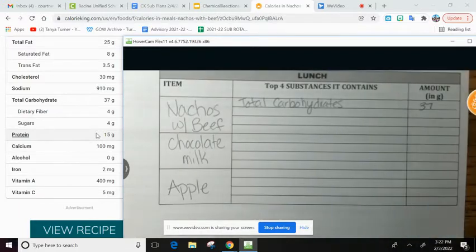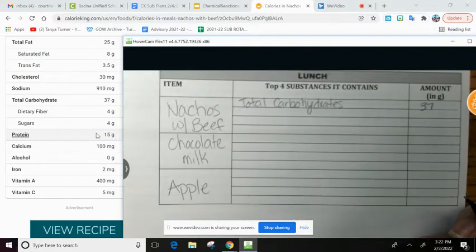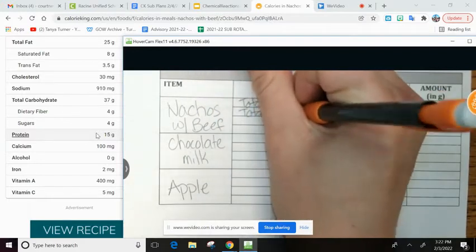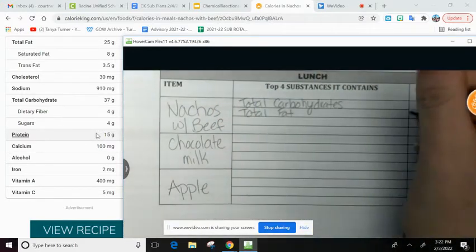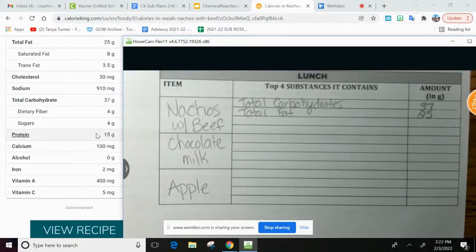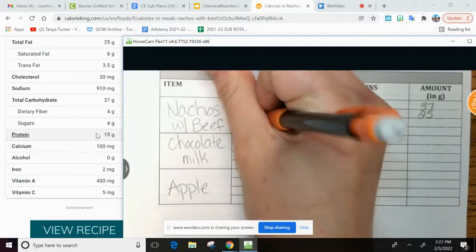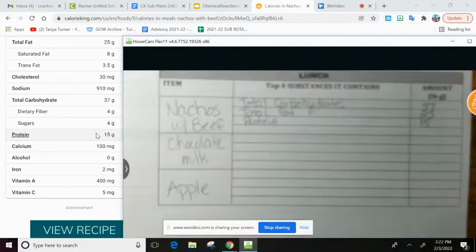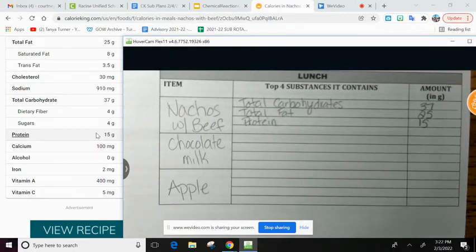The next largest number in grams is total fat at 25. The next largest in grams is protein with 15. And then I did have to move down into milligrams, but the next largest one was the sodium with 0.9. Remember, you move the decimal over 3 spots.